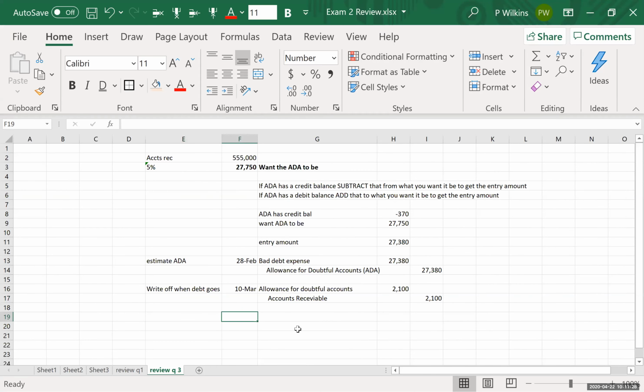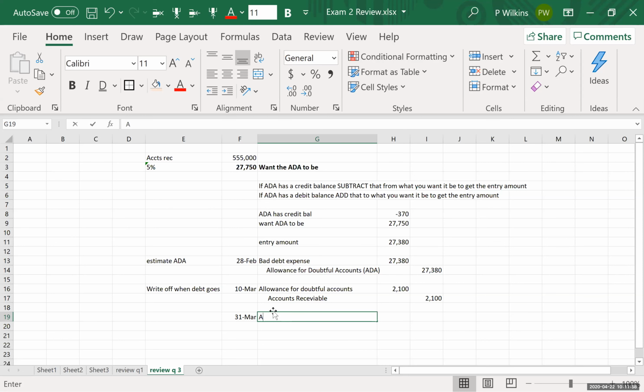The next one is March 31. It says, however, on March 31, Doyle received an inheritance and immediately paid the account in full. So when we have an account that's been written off, we have to first put it back and then post the payment. So March 31, we have to first put it back.